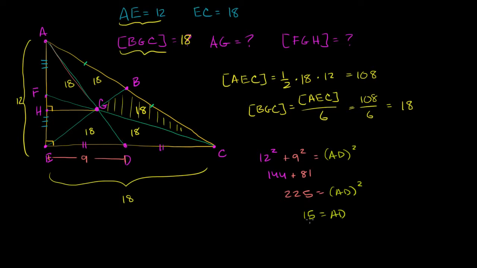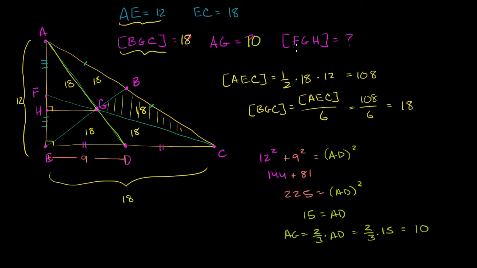We don't care about the negatives. So AD is equal to 15. So this whole thing right over here is going to be equal to 15. And AG is going to be 2/3 of AD. We proved that in a previous video, that the centroid is 2/3 along the way of any of these medians, and we can do it for any of the medians. So it's equal to 2/3 times 15, which is equal to 10. So AG right over here is equal to 10. So we did the second part.